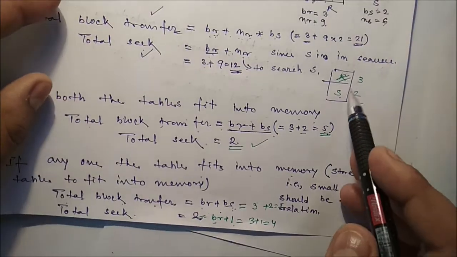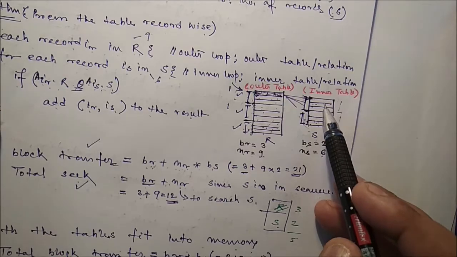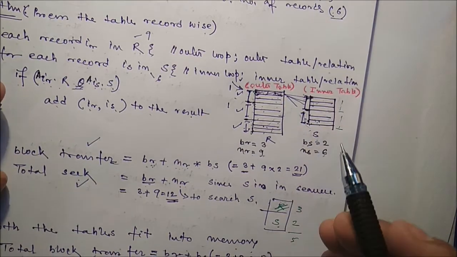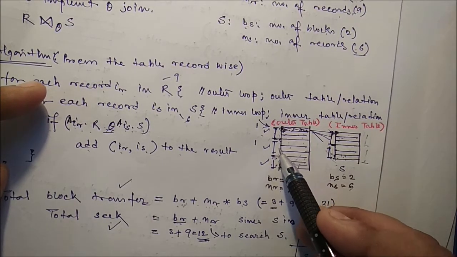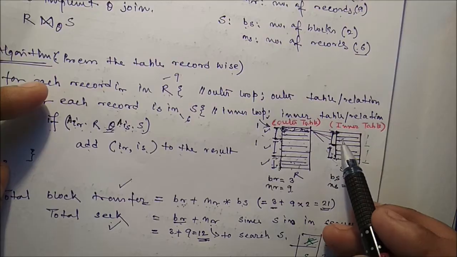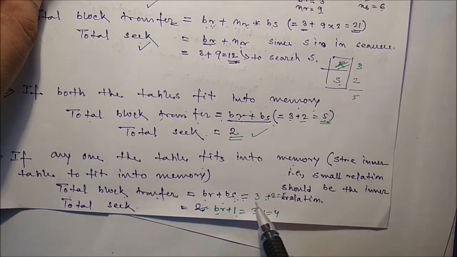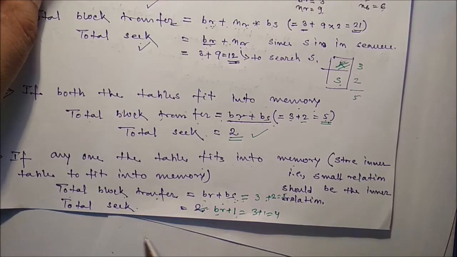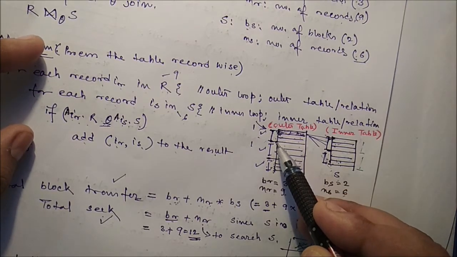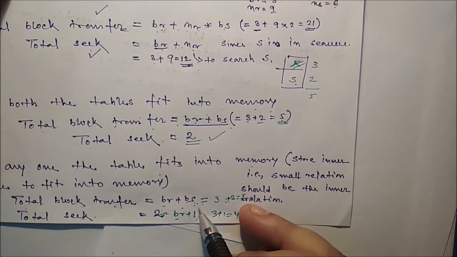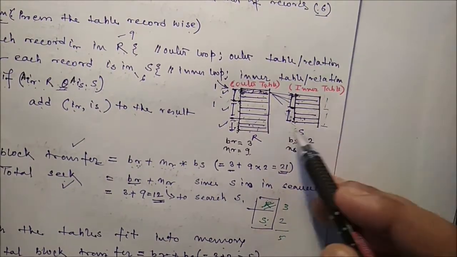Now if it can hold only the inner table, how many block transfers are there? Once this block and this block fit into the memory, every time we have to transfer these three blocks. So 1 plus 2 plus 3, 4, 5. BR plus BS is 3 plus 2, equal to 5. And the total seek time: every time we have to search this block. First fetch this block, and because this particular table is already present in the RAM, we need 1 seek time for this particular table.